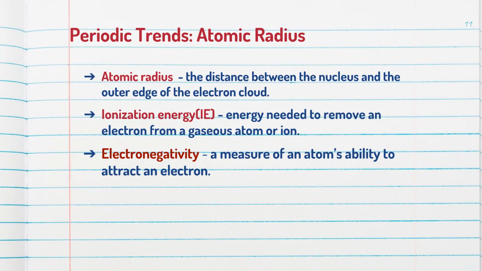Now, we can also look at atomic radius. Atomic radius is the distance between the nucleus and the outer edge of the electron cloud, and that can have an effect on the ionization energy. This is the energy needed to remove an electron from a gaseous atom or ion. And then we can also look at electronegativity, which is the measurement of an atom's ability to attract an electron.